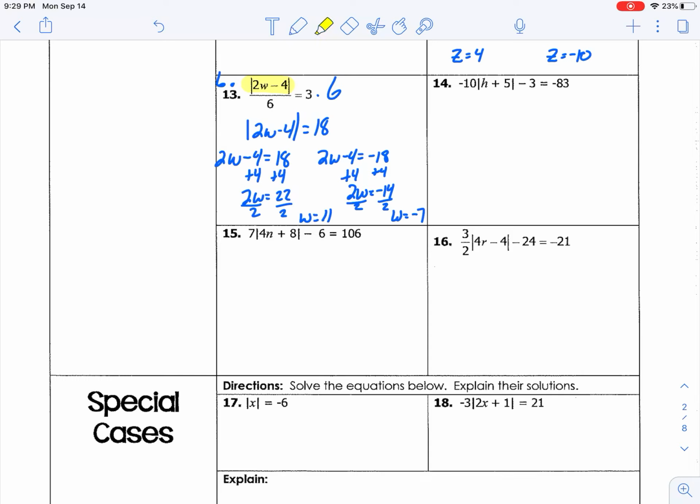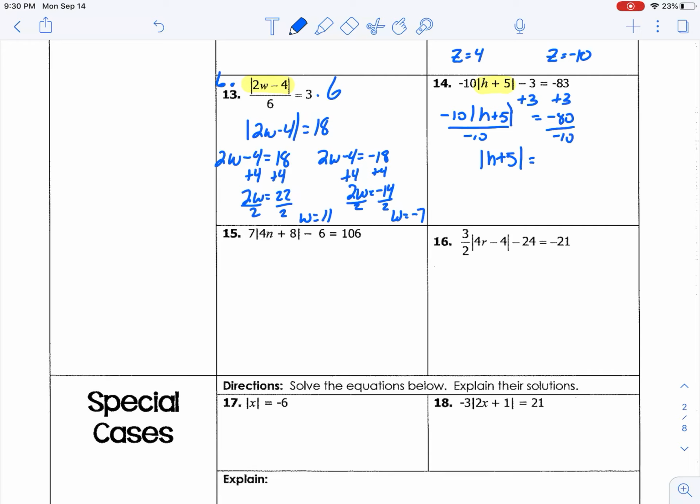Okay. Now, 14 is a little bit different in the fact that we have multiple operations to do. There's the absolute value of h plus 5. That's the absolute value that we're trying to isolate. But I've got it multiplied by negative 10, and I've got a subtraction of 3 here. So we're going to undo that by adding the 3 over. So this one had 2 steps to do before we get there. We added the 3 to cancel out, and so we get negative 80. And now I'm going to divide out this negative 10. It took a little bit longer, but we have arrived at my isolated absolute value.